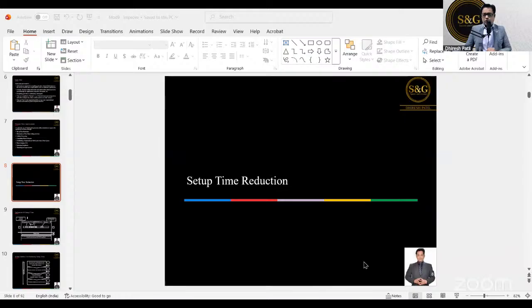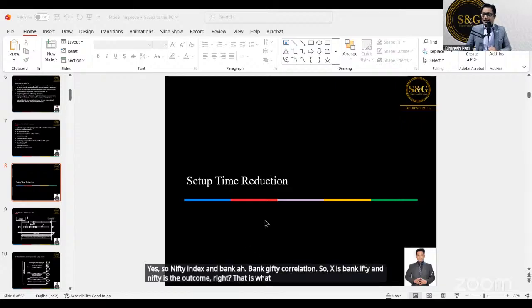Yes, so Nifty index and bank Nifty correlation. So X is bank Nifty and Nifty is the outcome, right? That's what you want to say. So collect the data and put it in this format. Okay.